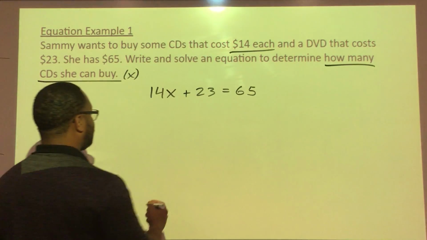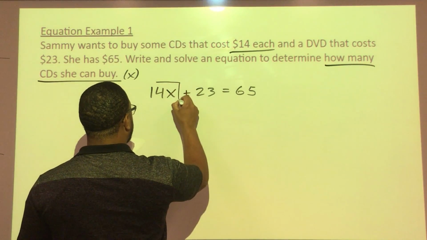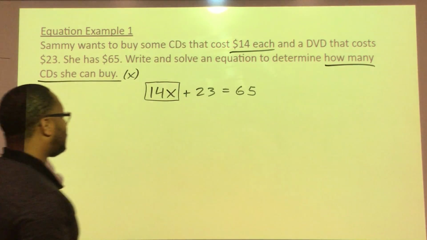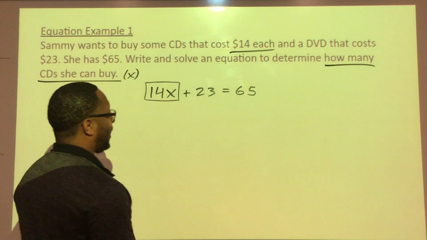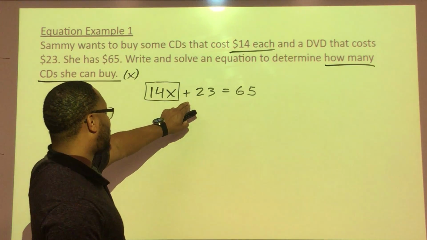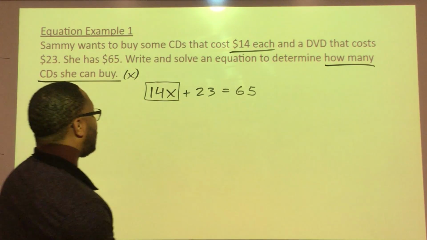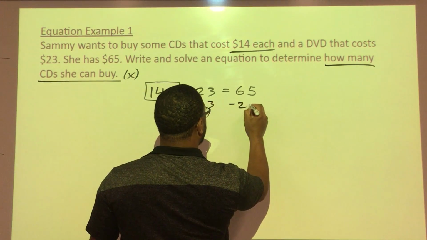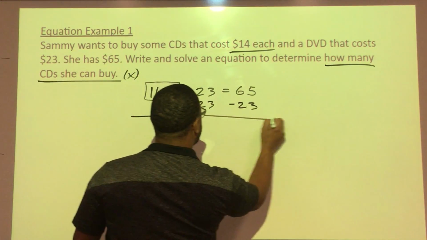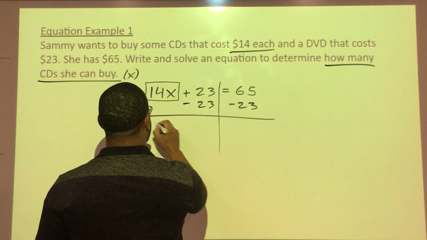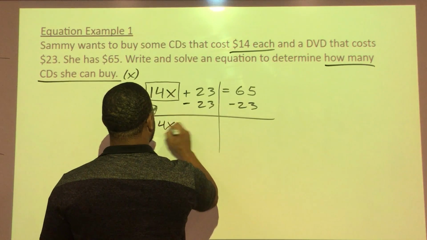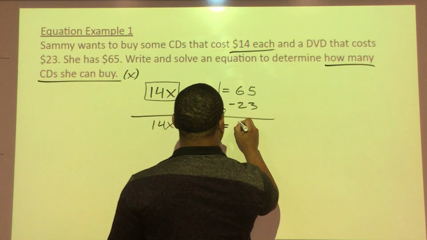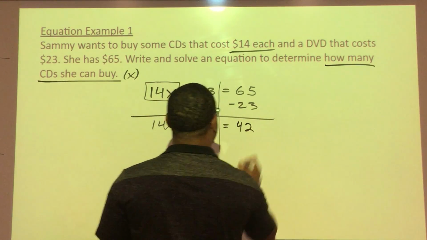Now we want to solve it. Remember, the first step to solving it is to put a box around the variable and the coefficient, and then we want to subtract. Because it says plus 23, we want to do the opposite of that. So we're going to subtract 23 to 0, period. And then we're just going to bring down what's left, which is 14x equals 65 minus 23 is 42.